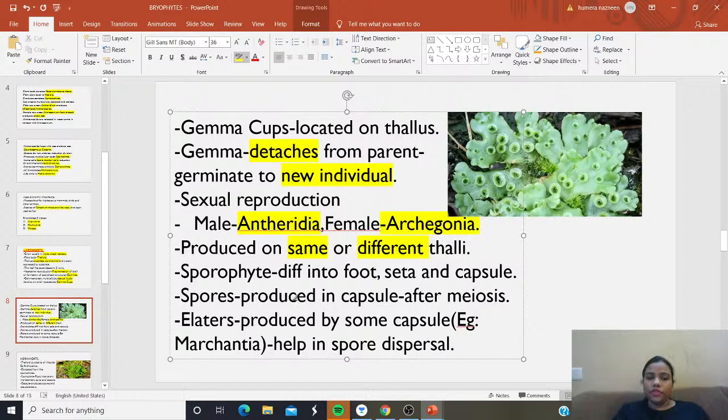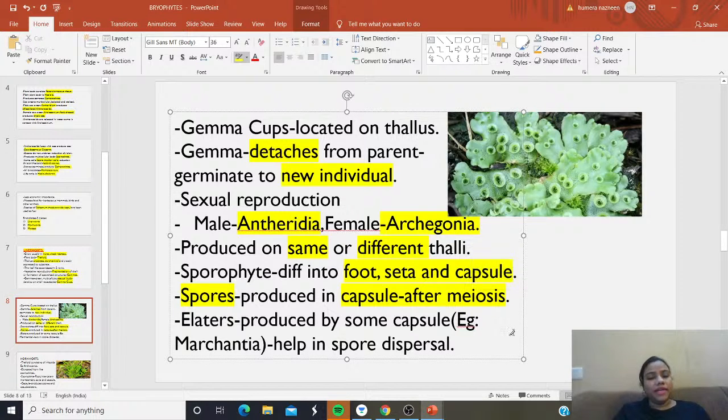Then how is a sporophyte differentiated? The sporophyte is differentiated into foot, seta and capsule. And where are the spores produced? The spores are produced inside the capsule after meiosis.